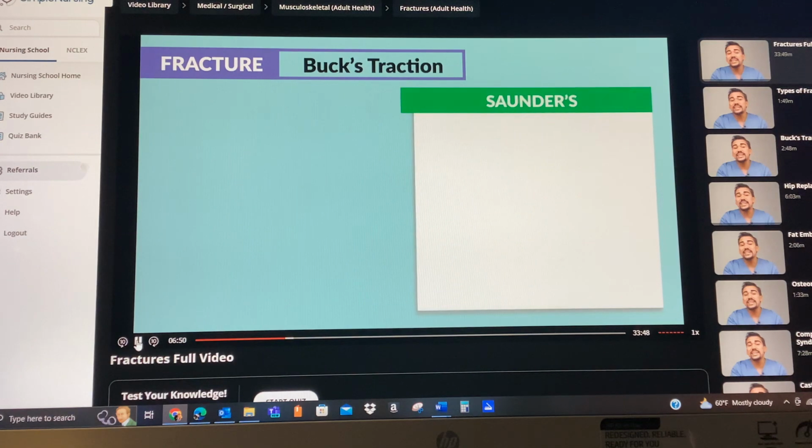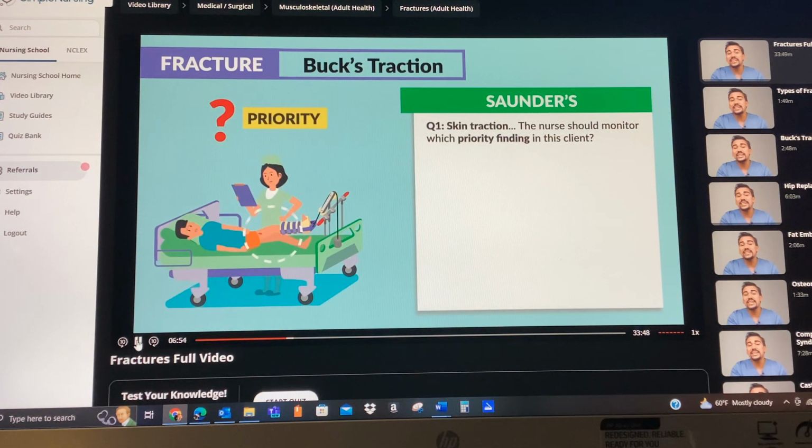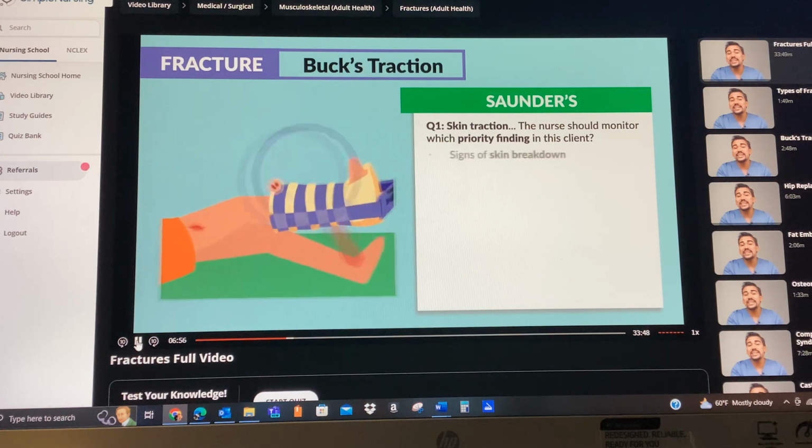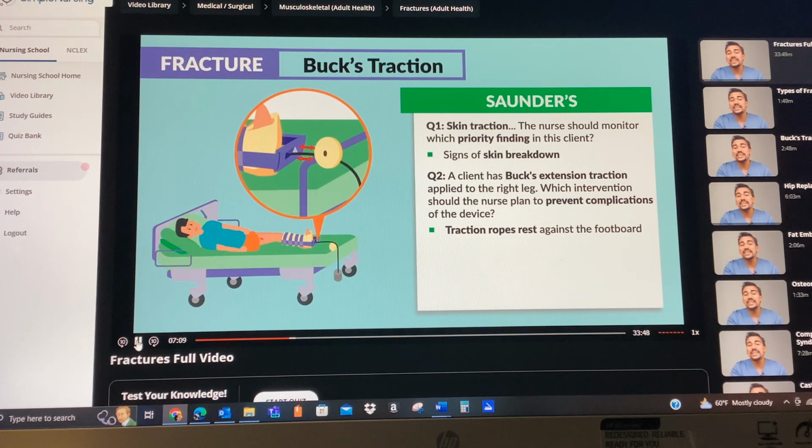And Saunders has a lot to say. Skin traction. The nurse should monitor which priority finding in this client. Signs of skin breakdown. And a client has Bucks extension traction applied to the right leg. Which intervention should the nurse plan to prevent complications of this device? Traction ropes rest against the footboard. No, they should always be tight here.